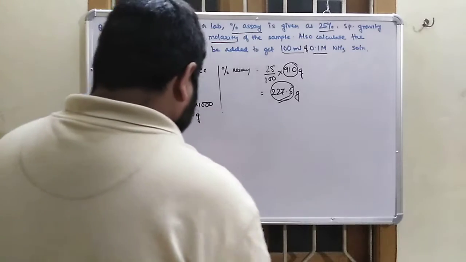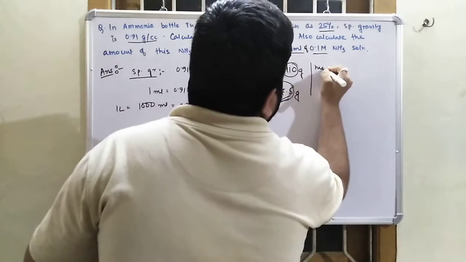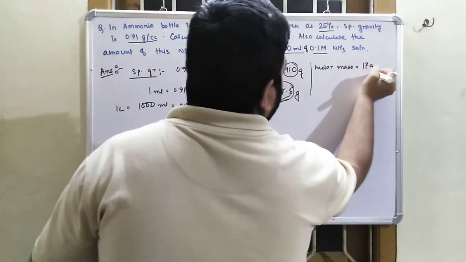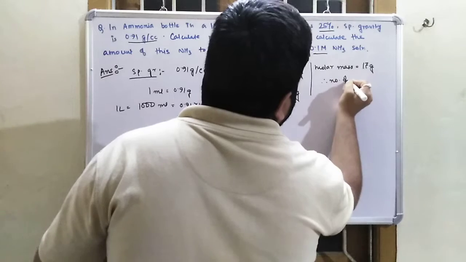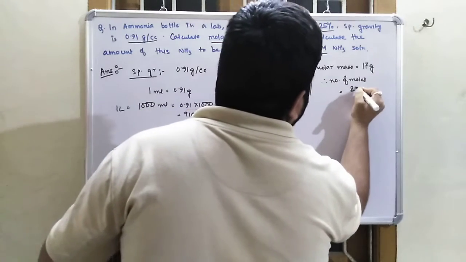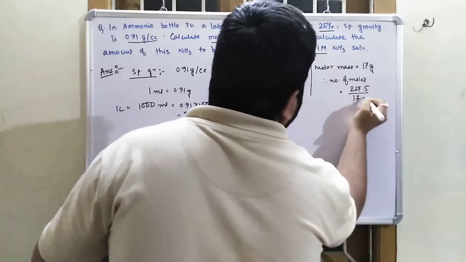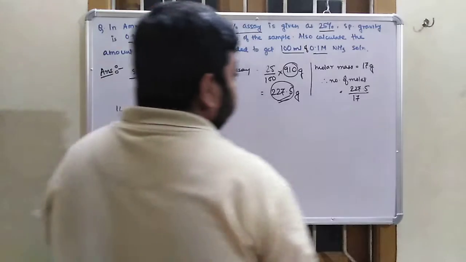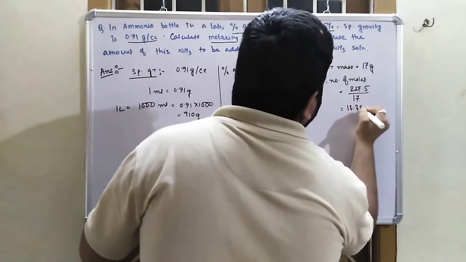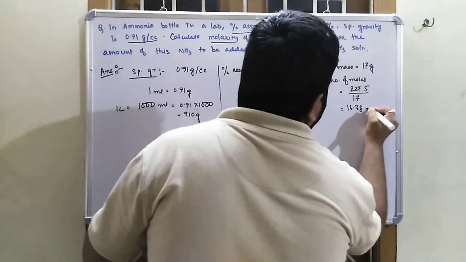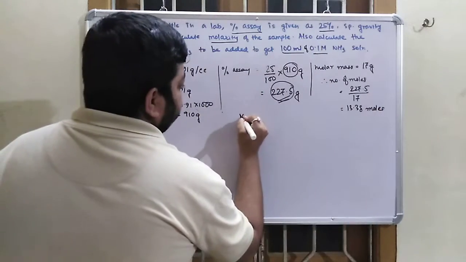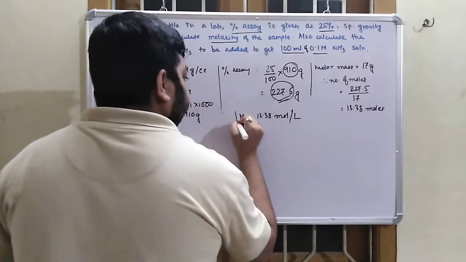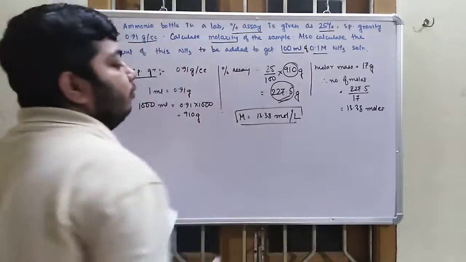Now you see, it is very simple. Molar mass of ammonia is 17 gram. So number of moles is 227.5 divided by 17. And the answer is 13.38 moles. So molarity is 13.38 mole per liter. This is the first part of our question.